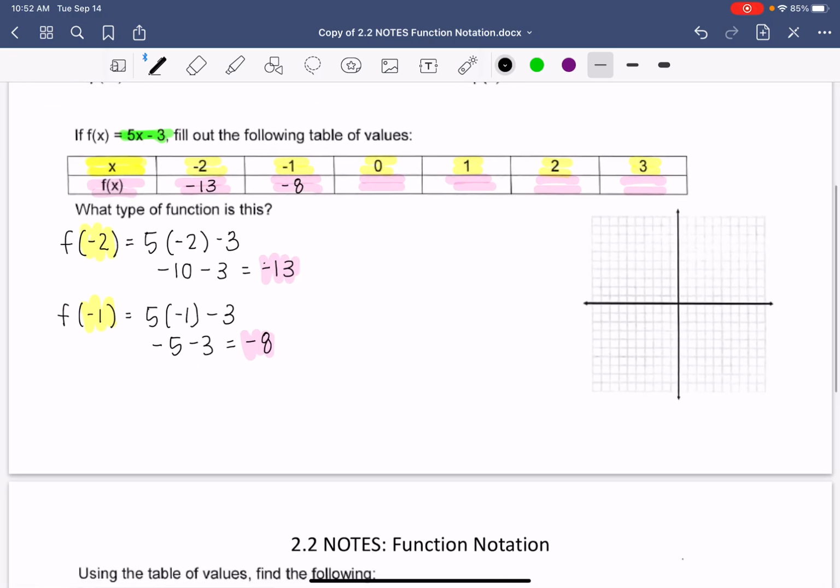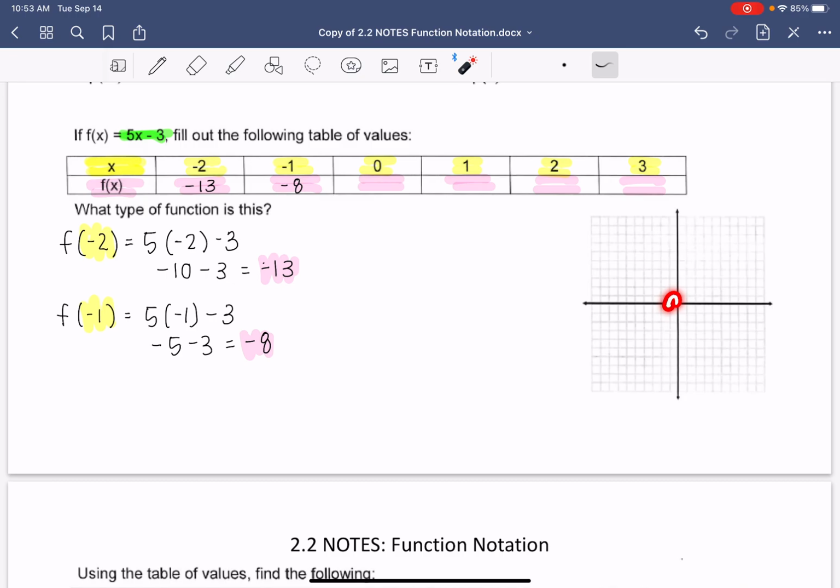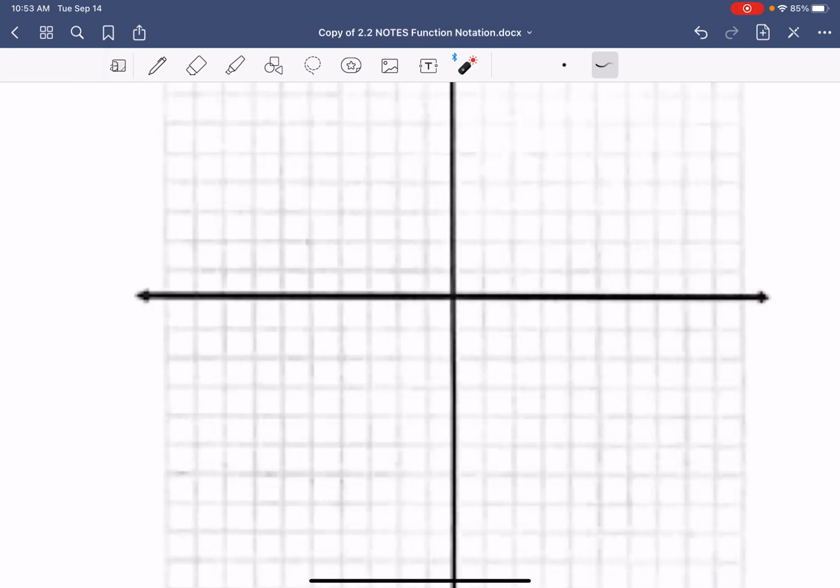So now I can graph this one. So over here on the graph, I'm going to go to the left 1. Let's zoom in. Go to the left 1 and then go down 8. 1, 2, 3, 4, 5, 6, 7, 8.